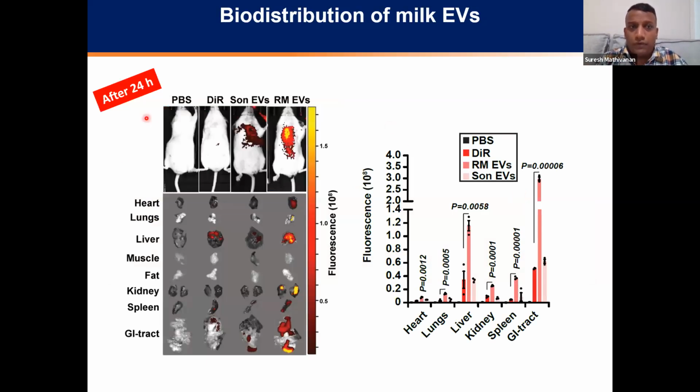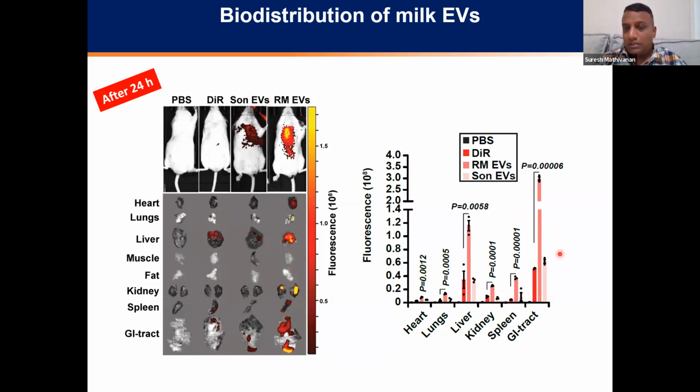And here is the data. After 24 hours, you can see with PBS alone there is no signal. But if you look at the raw milk EVs after 24 hours, you can see there is signal in the heart, liver, lungs, kidney, spleen, and the GI tract. The dye alone control is pretty faint, because the dye alone can diffuse into the intestine and maybe other organs as well. But when you sonicate the EVs and disrupt the membrane, it is similar to the dye alone control, and the high signal is lost.